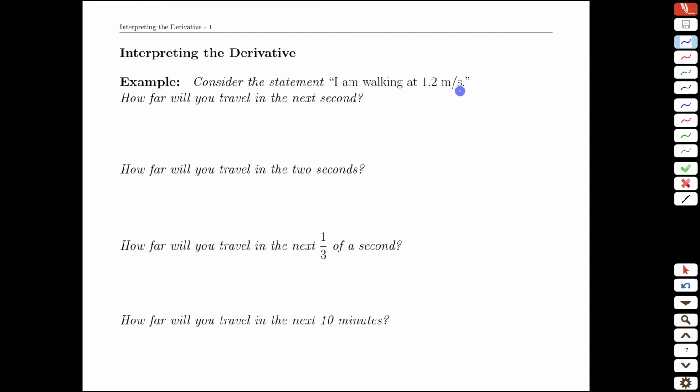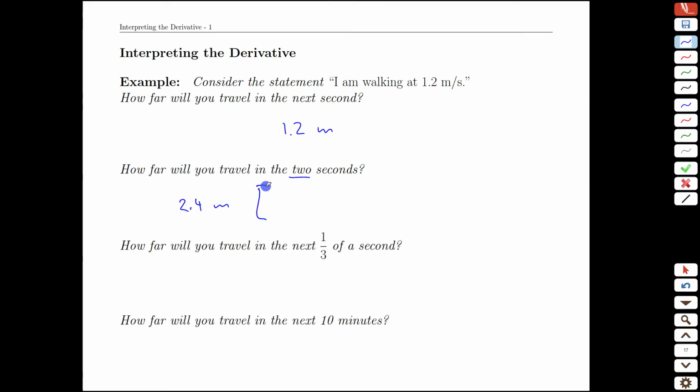If we're walking at 1.2 meters per second, and we ask, well, how far will we travel in the next second? Well, I think we can all agree we would travel 1.2 meters, because every second, that's how far we're going. How about in 2 seconds? Well, I think most of us have the intuition that if we go for 2 seconds, we're going to go twice as far and get 2.4 meters.